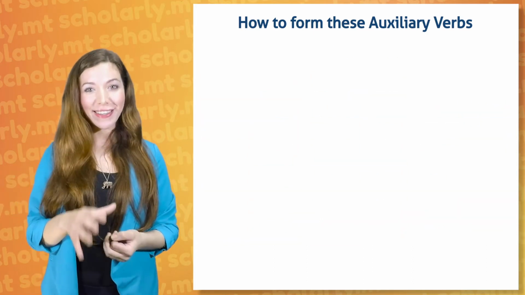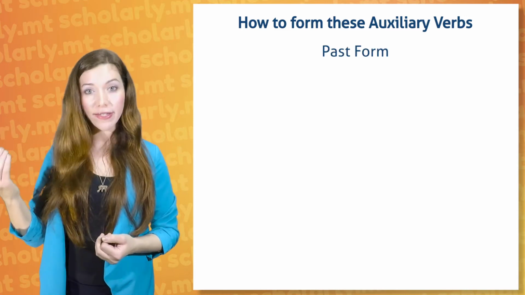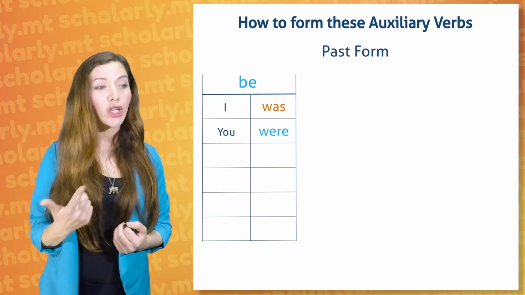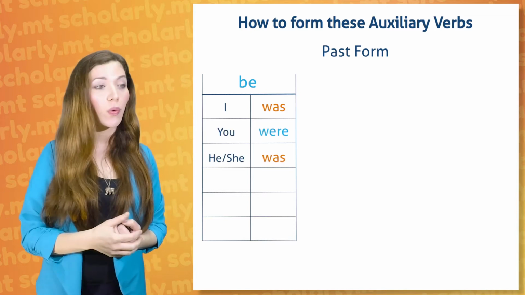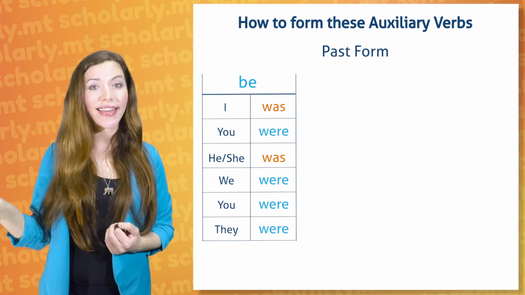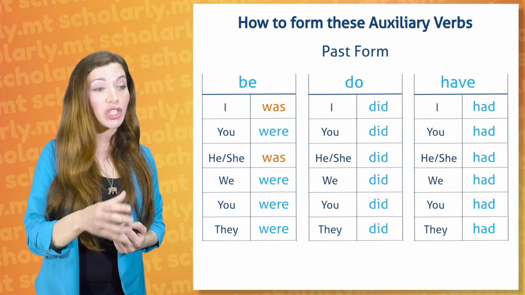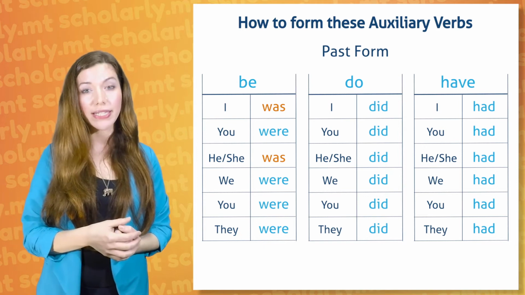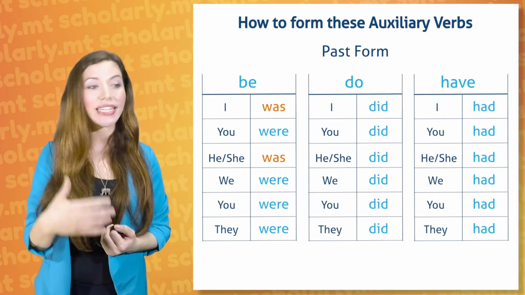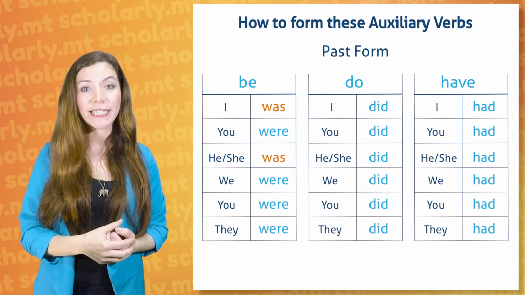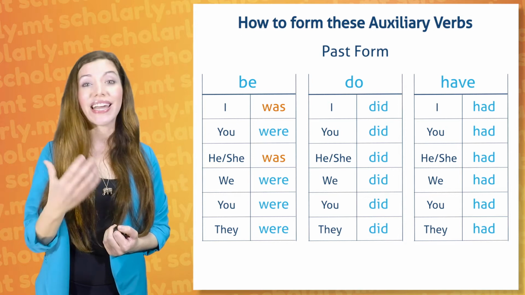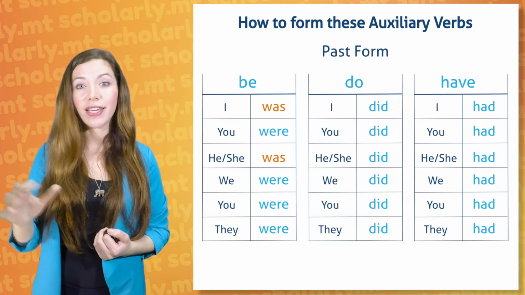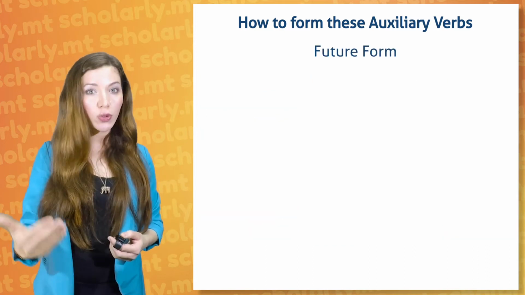Let's look at these auxiliary verbs in the past form. Let's start with be. I was, you were, he or she was, we, you, and they were. With do and with have, they remain the same with all the personal pronouns. So I did, you did, he did, we did, you did, and they did. With have, we would say I had, you had, he, she, we, you, and they had. They remain the same.